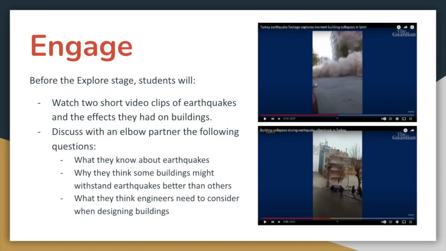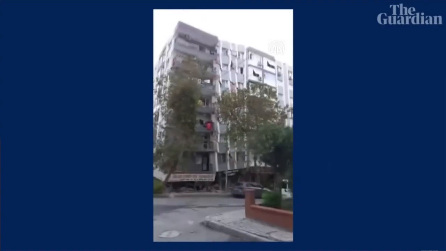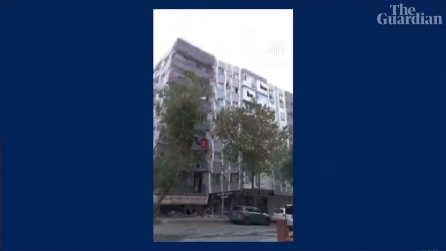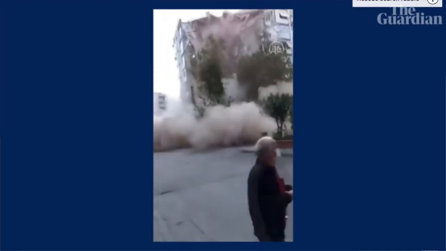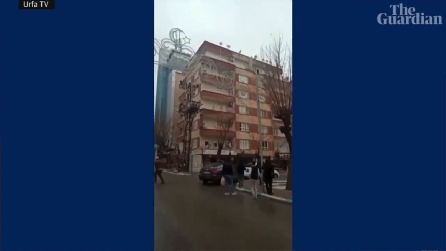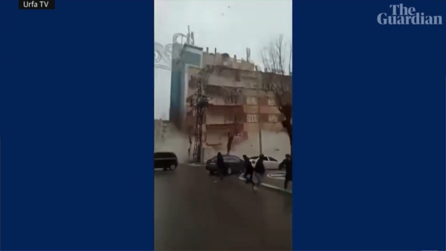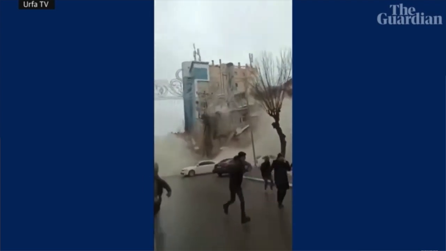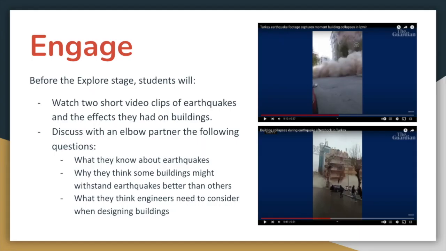All right, so first looking at our engage happening before our explore stage, students will be watching 2 short video clips of earthquakes and the effects they had on buildings. These 2 videos come from Turkey, the recent earthquake, where luckily no one was hurt in these specific videos, but these buildings were heavily affected by these earthquakes and ended up collapsing as a result of them. Of course, they are appropriate for a 4th grade class, as they just show a building fall and no one is really hurt, which was nice.